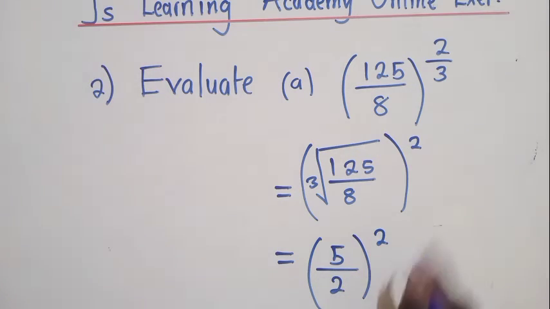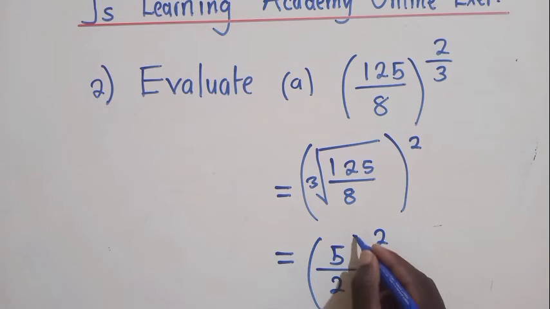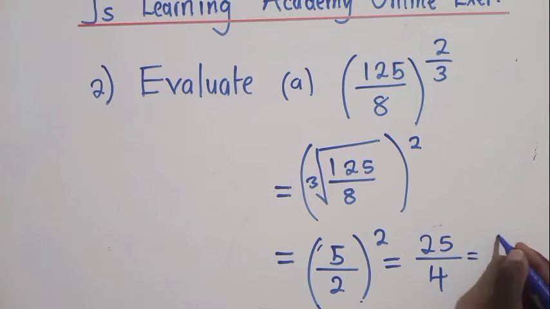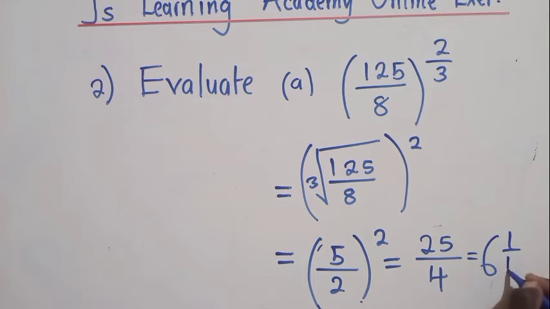We say power 2. So this power 2, because of the brackets, you can see the brackets, they're up to here. So meaning all these are affected by the power. So we shall say 5 to the power 2, it's a 25, over 2 to the power 2, it's a 4. Which is equal to 6 remainder 1 over 4. This is our solution.